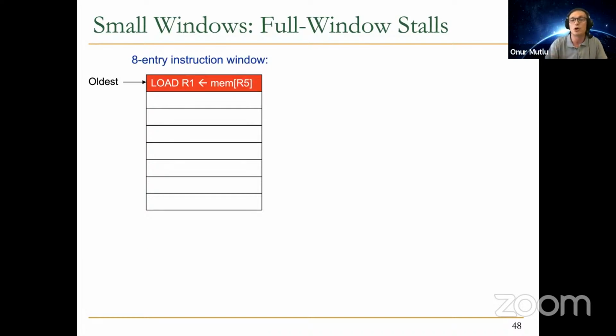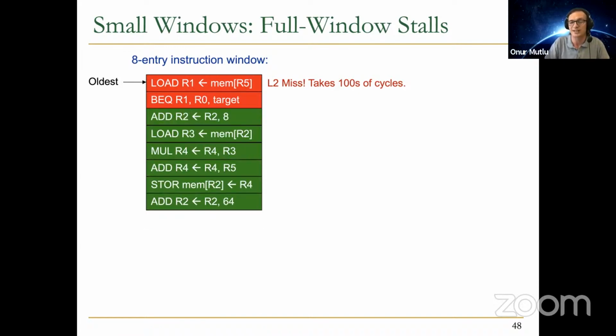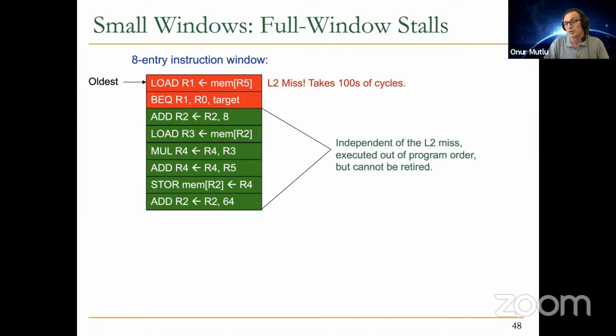And this is going to show that example, basically. Let's assume that you have a small 8-entry instruction window. You get this load instruction. It gets a long latency cache miss, hundreds of cycles. And then you have a branch that's branching based on the load. And then you fetch other instructions that are completely independent. That's why they're green over here in this picture. So they're independent of the L2 miss. They can be executed out of program order, but they cannot be retired. They stay in the reorder buffer and they occupy resources in the machine.